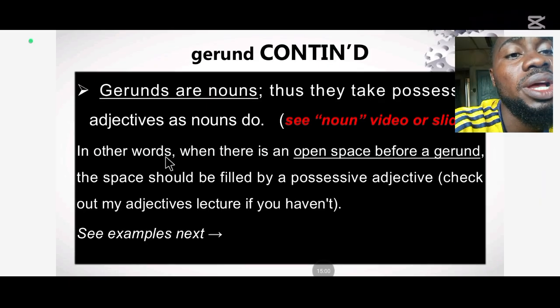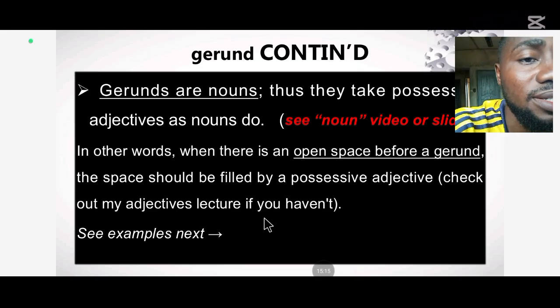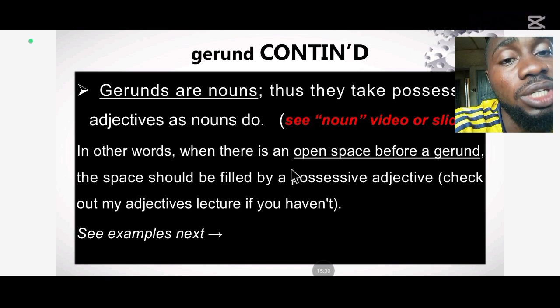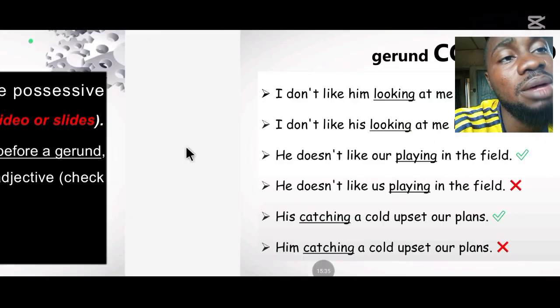In other words, when there is an open space before a gerund, the space should be filled by a possessive adjective. Check out my adjective lecture if you haven't. Let's see examples next. Like I said earlier, gerunds are nouns and they should take possessive adjectives as nouns too. So when there is a space before a gerund, the space should be filled with a possessive adjective. Let's look at the examples.